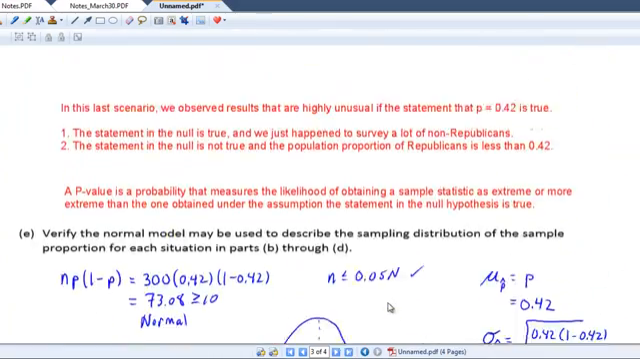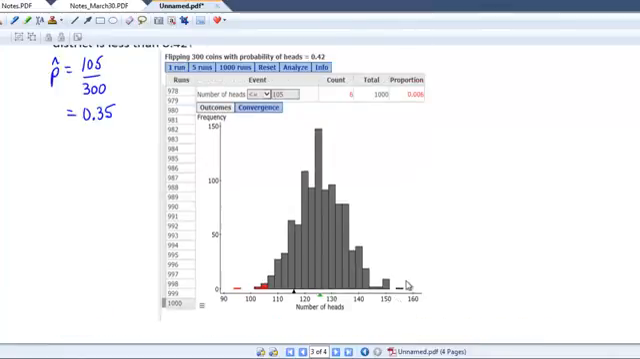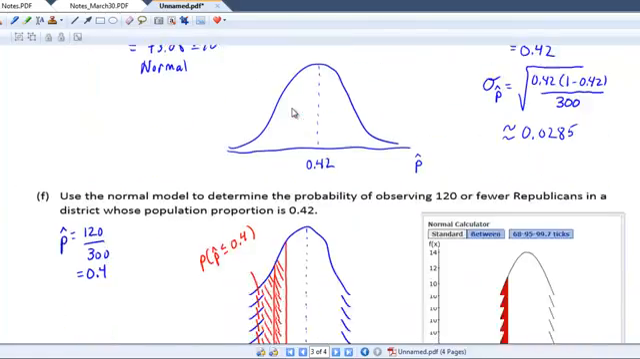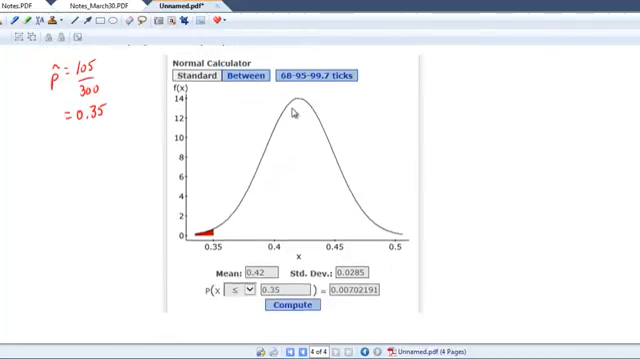0.007. If you look back at our simulation, it was 0.006. So in our simulation, we observed results of 105 or fewer in about 6 out of 1,000 repetitions of this study. Using our model, we observed a sample proportion of 0.35 or lower in about 7 out of 1,000 repetitions of this study, assuming you treat that area as determining the likelihood of getting these types of results under the assumption the null is true, which is what we're doing because our population proportion is 0.42.